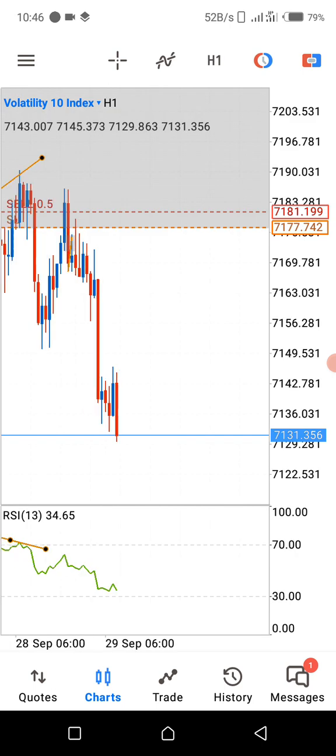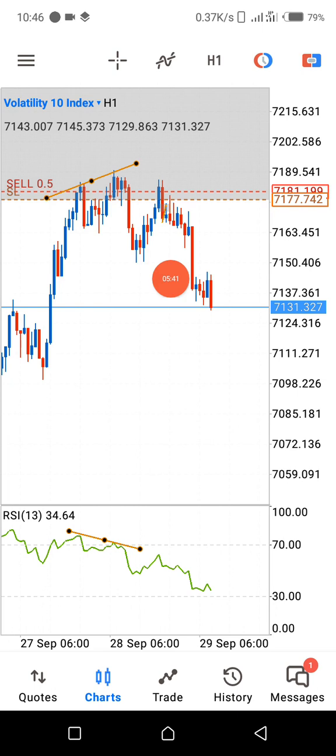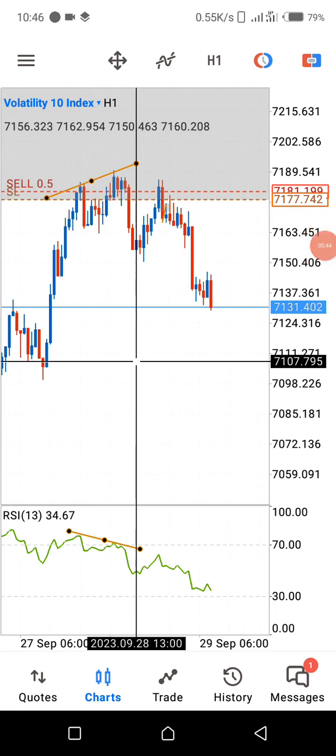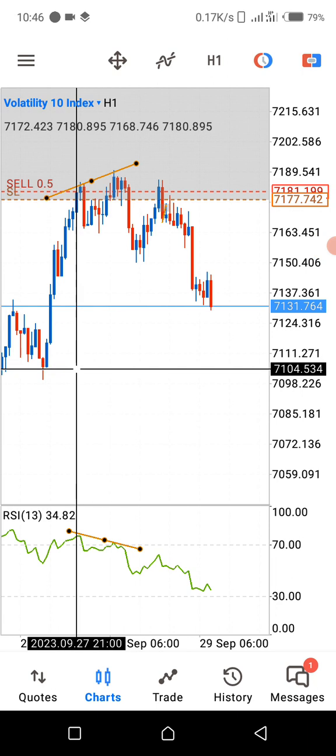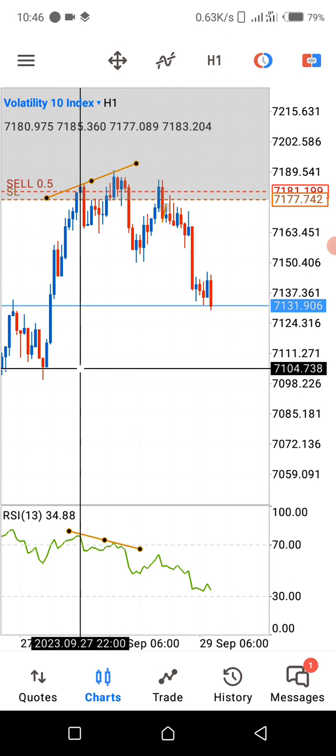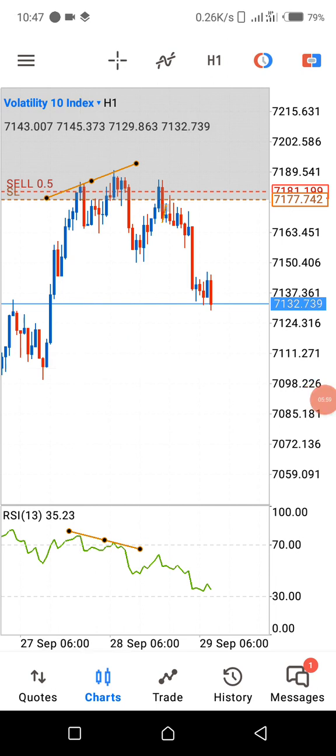So going back to H1, you see that I have a divergence here. You can use this crosshair to check it out. Starting from this zone, you see where the market is making higher highs, and the indicator is giving us lower lows. So that is a divergence, confirmation of a downtrend. So you just wait for the right shoulder to come here and form, and then you take the trade.